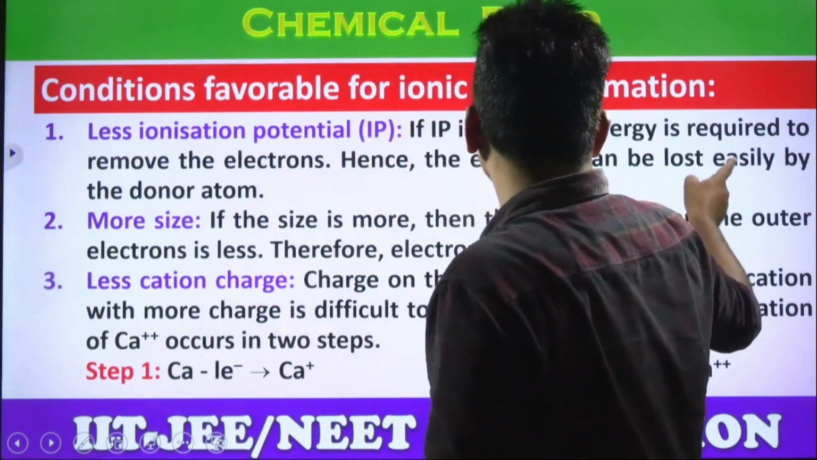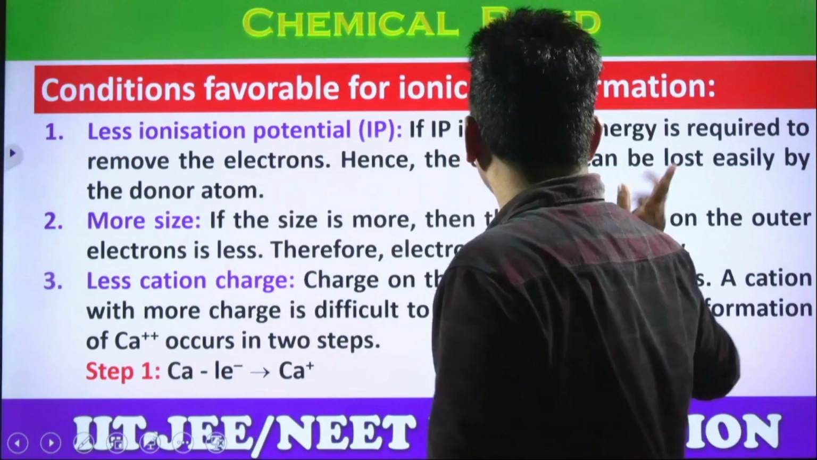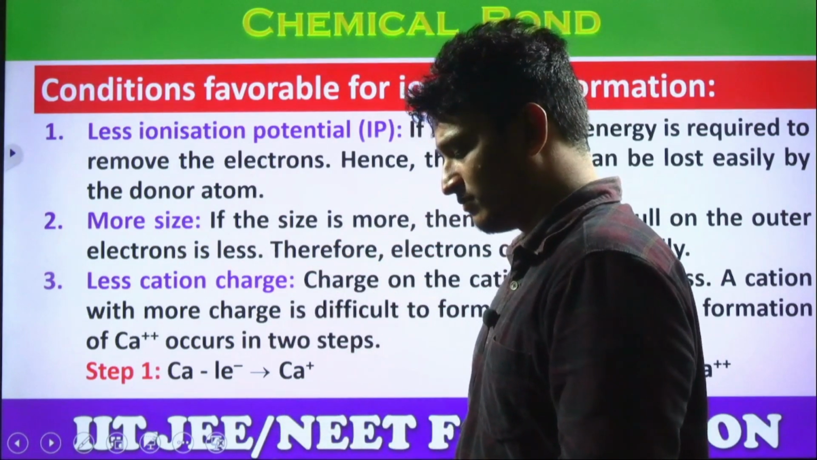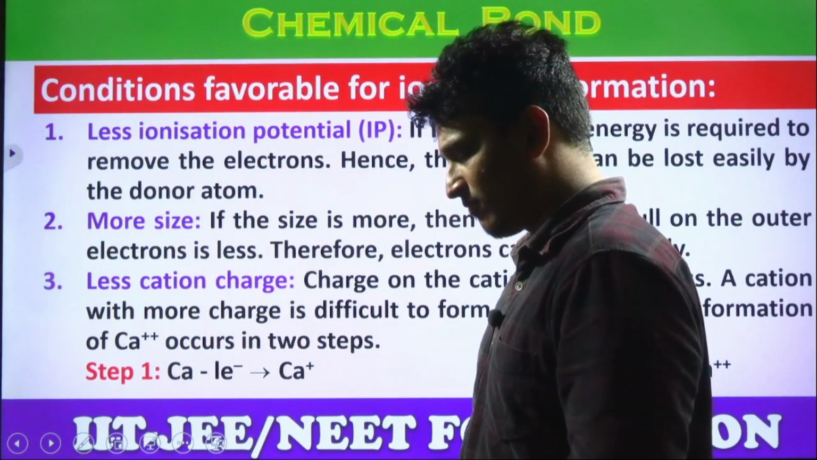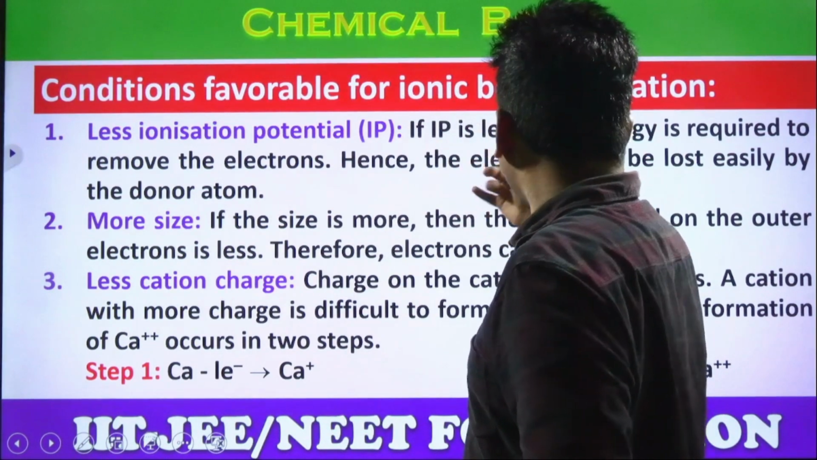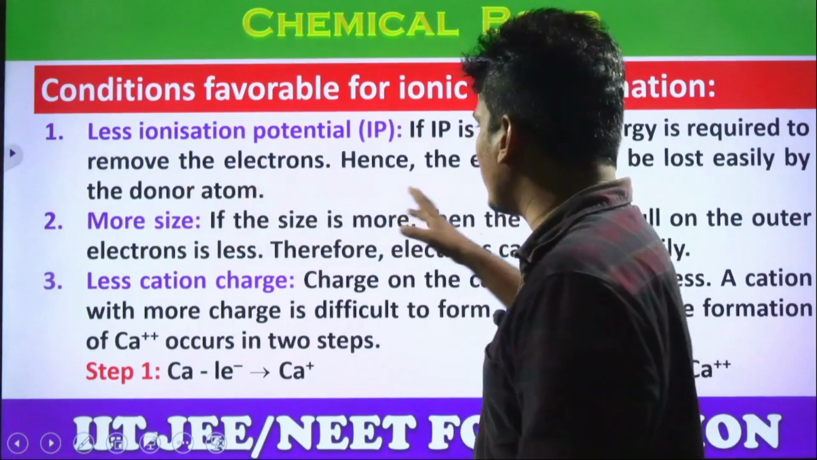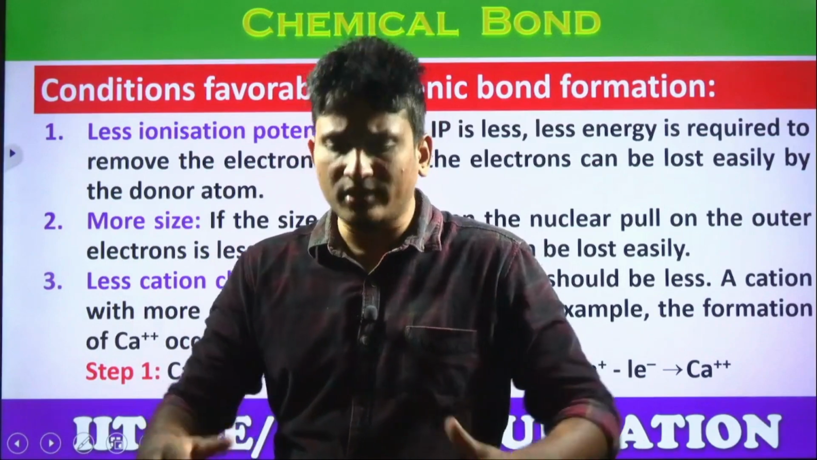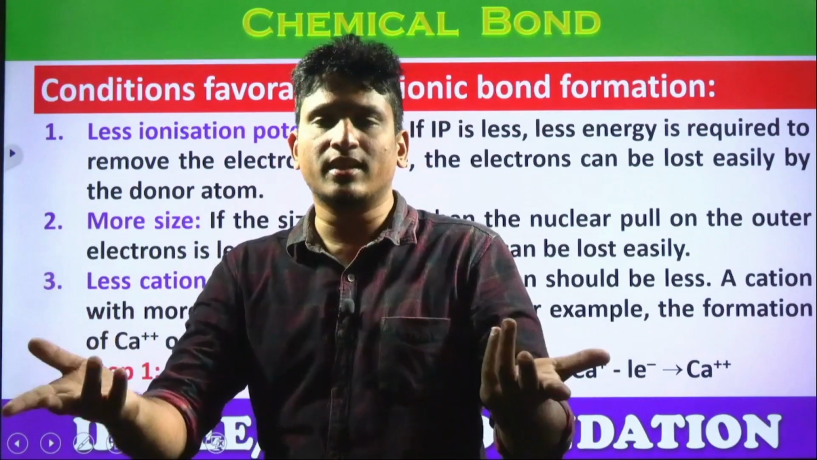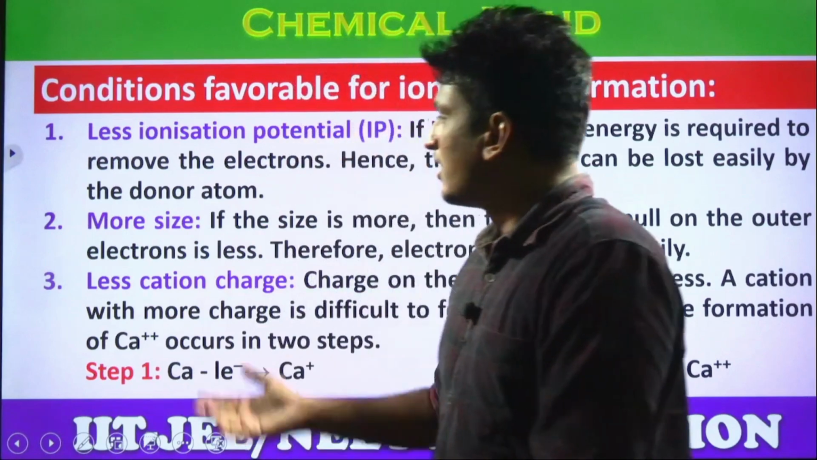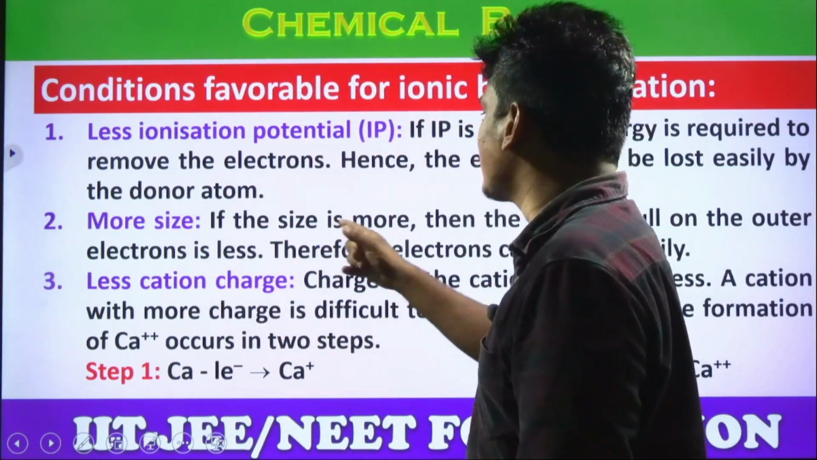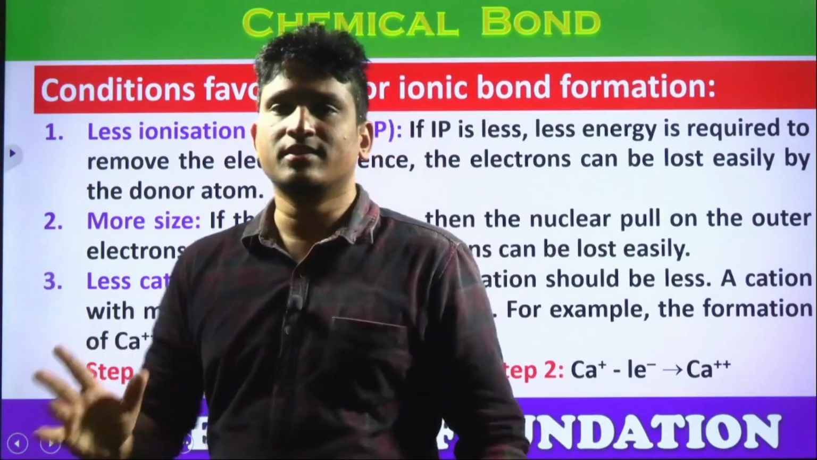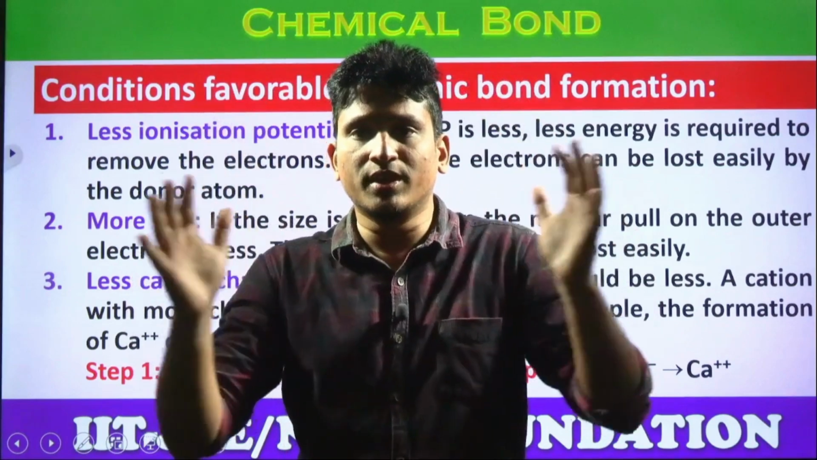So if IP is less, less energy is required to remove the electron, hence the electrons can be lost easily by the donor atom. So the less the IP value, the more easily the electron is lost. If it is easily losing electrons, it forms a positive ion. More size: if the size is more, then the nuclear pull on the outer electrons is less, therefore electrons can be lost easily. Just now I have said, atomic size increases from top to bottom.